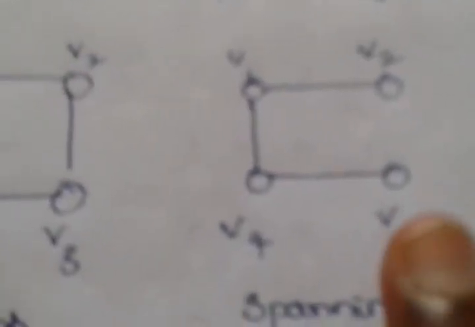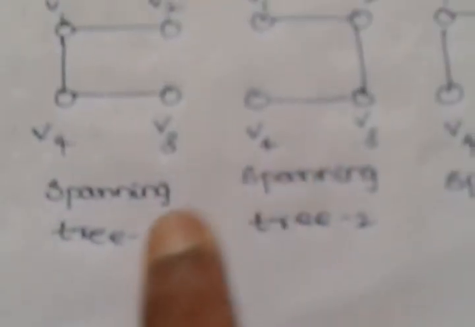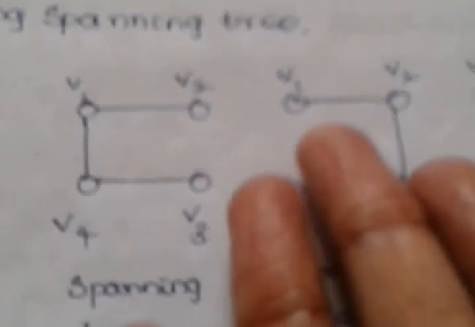There are 4 vertices in this graph also, and I have removed one edge. There is no cycle. You check, no cycle will be formed here, and hence this is called a spanning tree. Here also there are 4 vertices, one edge has been deleted and no cycle is forming here, and hence this is called a spanning tree. This is one more spanning tree.